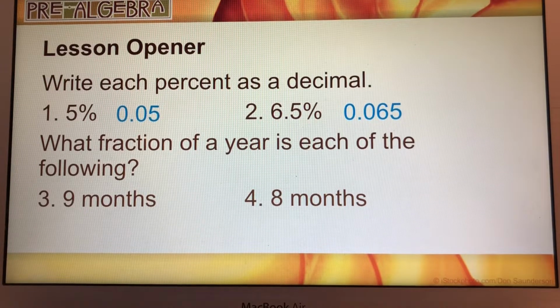What fraction of a year is each of the following? 9 months. Well, of course, we know there are 12 months out of a year, right? So if we want to find out 9 months and what fraction is that of a year, that would be 9 over 12. And you can reduce that, and you would get 3/4. If we have 8 months out of the year, we want to find what fraction of a year that is. 8 over 12, and we reduce that, that would give us 2/3.